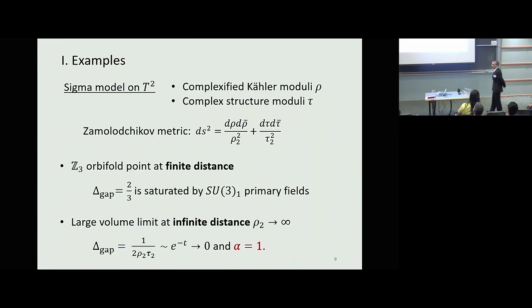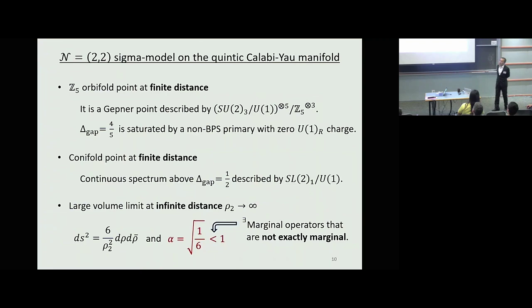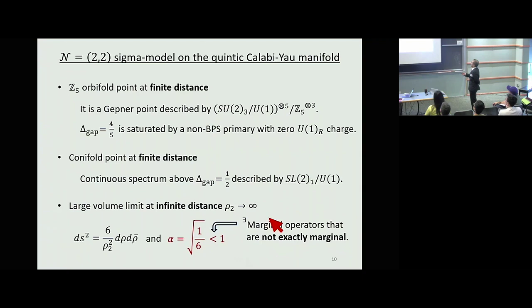The second example is more interesting. Let's consider the N=(2,2) superconformal sigma model with target space the quintic Calabi-Yau manifold. This model has a variety of singularities. There is a Z5 orbifold fixed point, which is actually the Gepner point. So you have the superconformal minimal model tensored 5 times and orbifolded. And this is a finite distance, and this is the gap. And we know what kind of field saturates this bound. This is a non-BPS primary operator with zero R charge. So this is the orbifold theory.